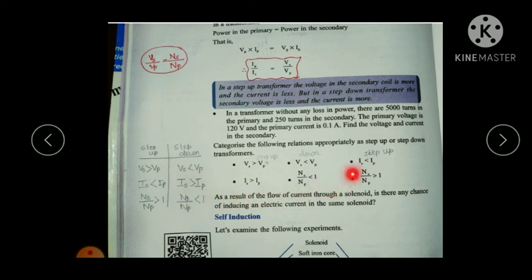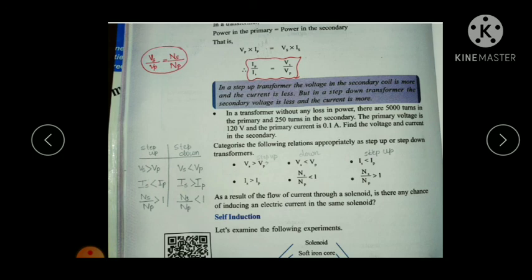Then NS by NP is greater than 1. Number of turns in the secondary divided by number of turns in the primary is greater than 1 in the case of step up transformer. In the case of step-up transformer, number of turns in the secondary is greater than number of turns in the primary. That is why we will get a value greater than 1 on dividing. So write this question and answer in your notebook.